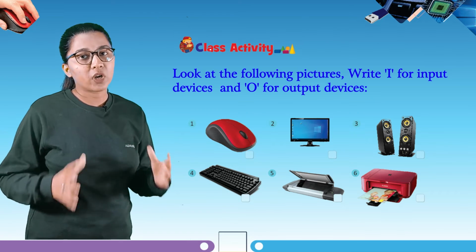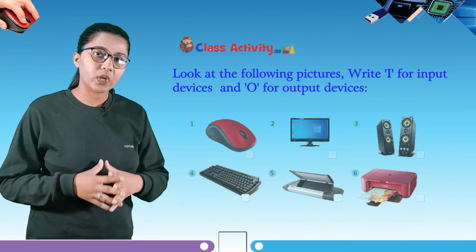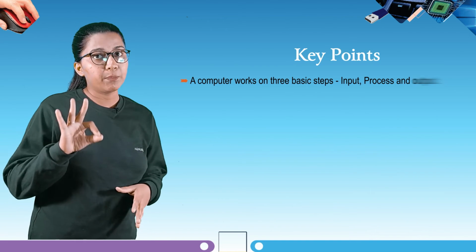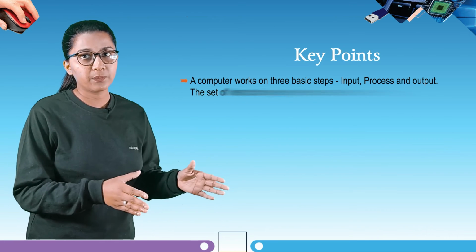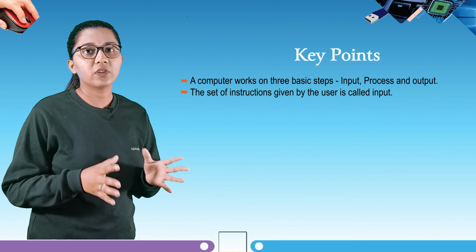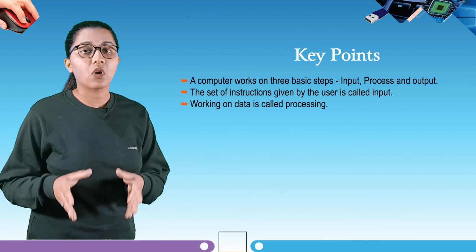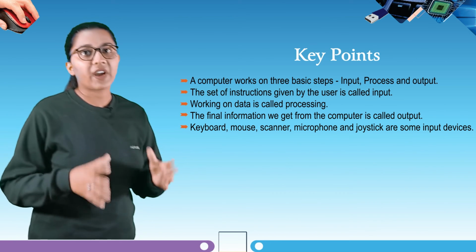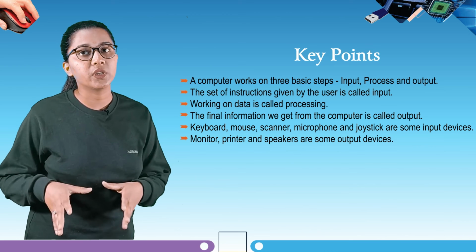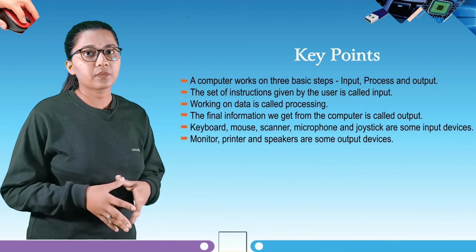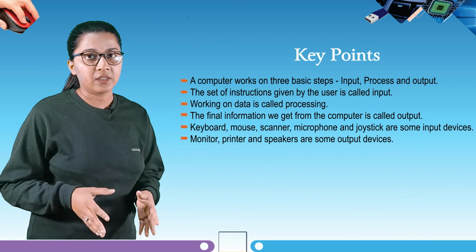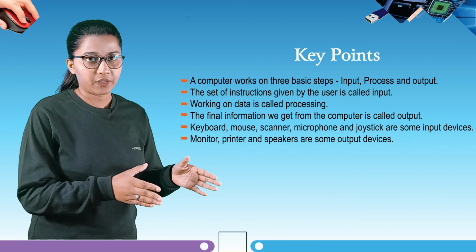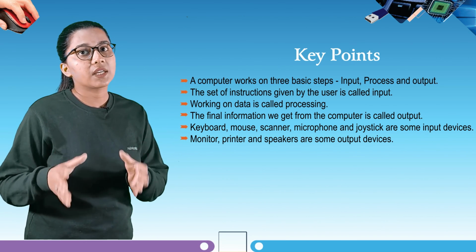So students, what we have learned in this chapter, let's have a quick look on some key points. A computer works on 3 basic steps, that is input, process and output. The set of instructions given by the user is called input. Working on a data is called processing. The final information we get from the computer is called output. Keyboard, mouse, scanner, microphone and joysticks are some input devices. Monitor, printer, speaker are some output devices.